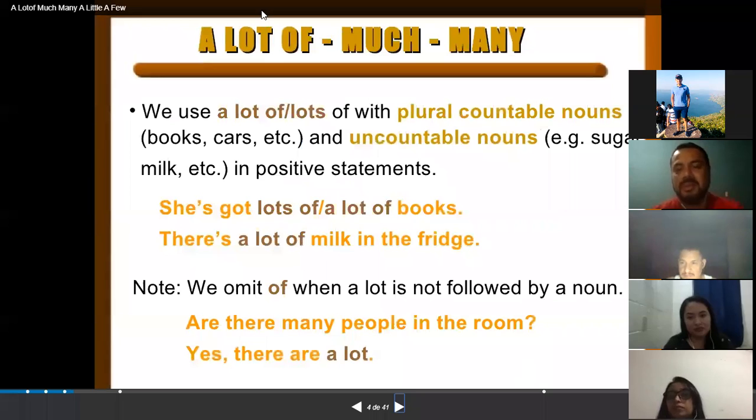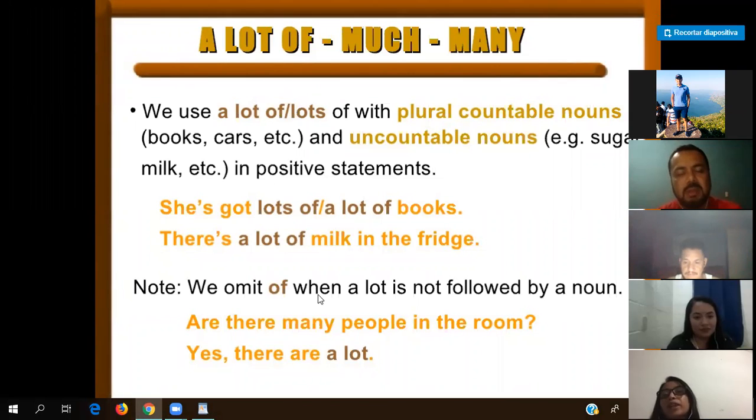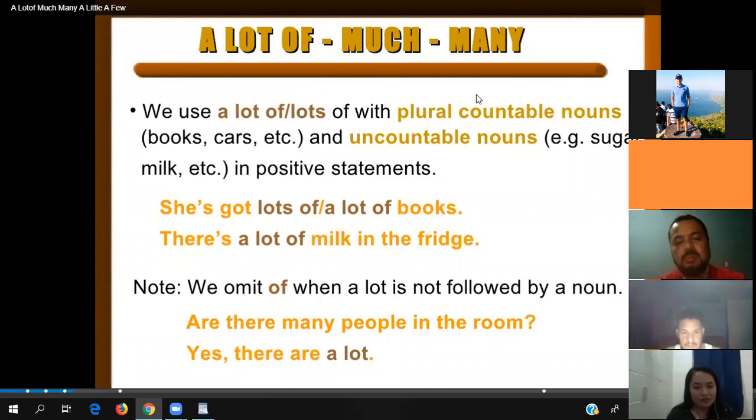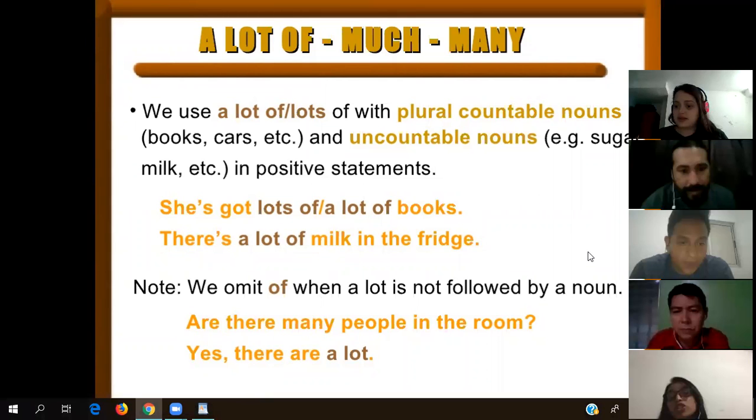All right. Next, Marta. We use a lot of, lots of with the plural countable nouns, books, cards, etc. And uncountable nouns, e.g., sugar, milk, etc. in positive statements. Next. She's got lots of books. There's a lot of milk in the fridge. Okay. We omit of when a lot is not followed by a noun. Are there many people in the room?